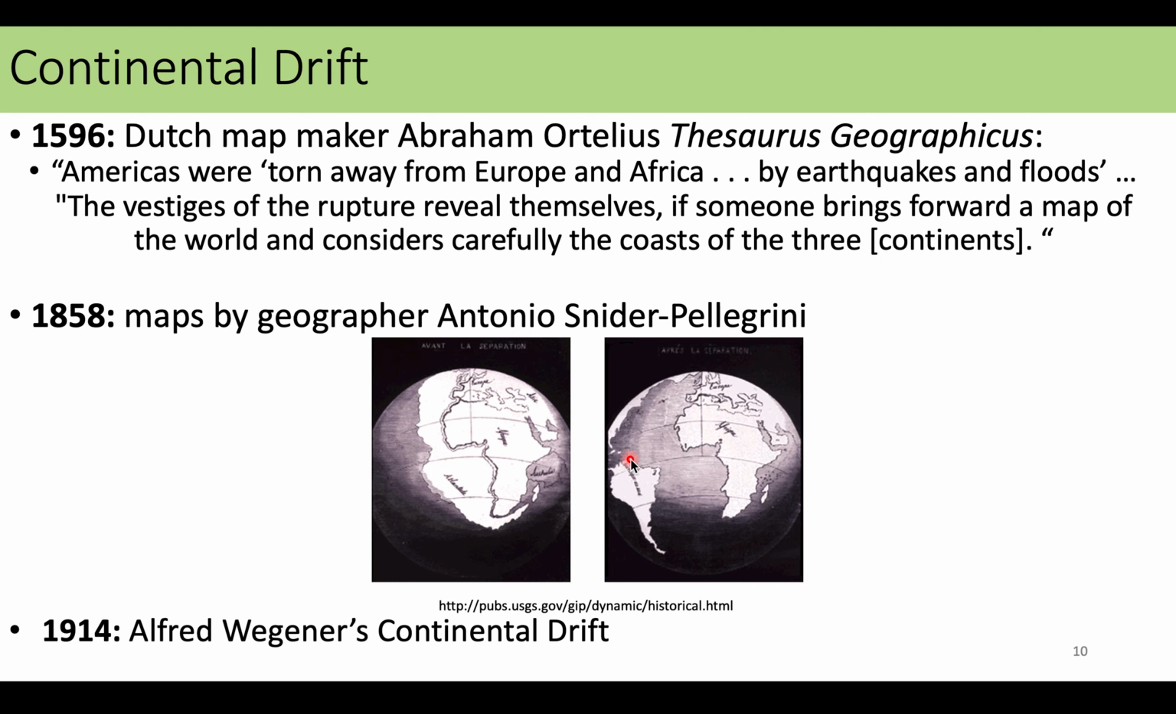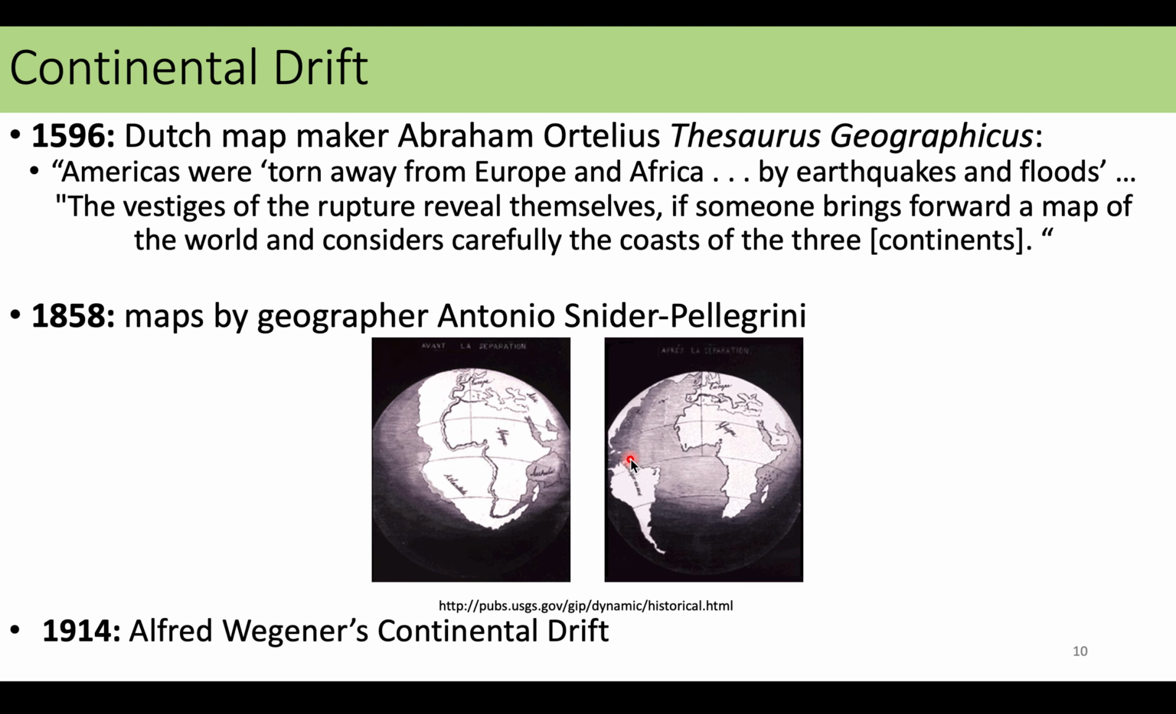So continental drift really is an idea that has been around for quite a long time. In 1596, there was a map maker, he was Dutch, and he wrote that the Americas were torn away from Europe and Africa by earthquakes and floods. And he was the first person that we have evidence of trying to explain that the continents had once fit together.